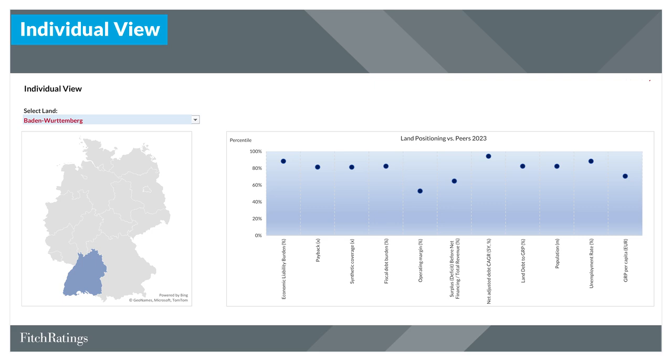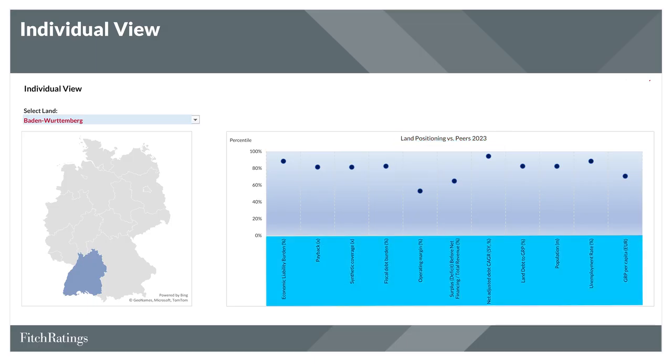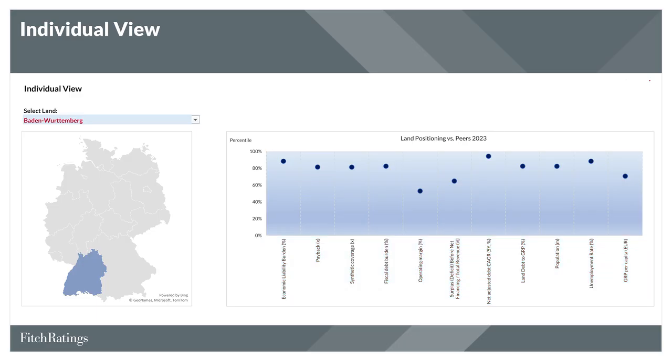Then there is an individual view. The example is showing Baden-Württemberg, and it is showing the land positioning versus its peers. Again, considering the ratios, which you have already seen as a sector view. The user is again enabled to choose among these states in the drop-down menu.